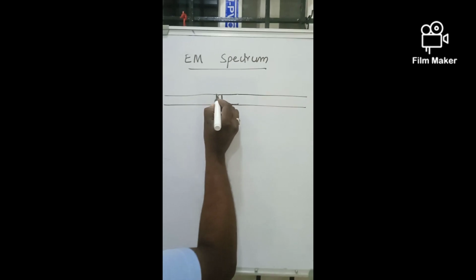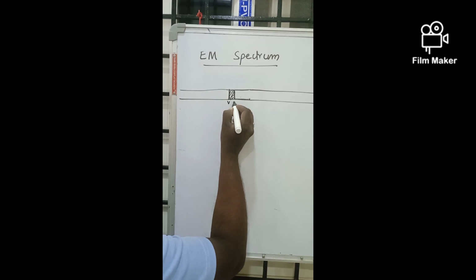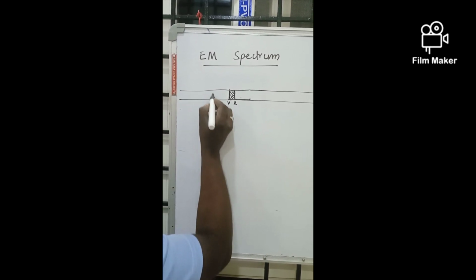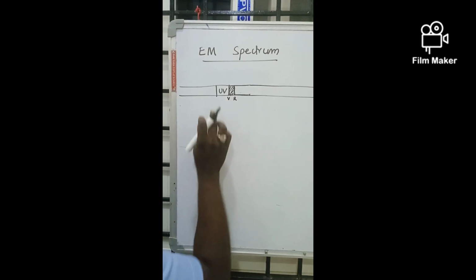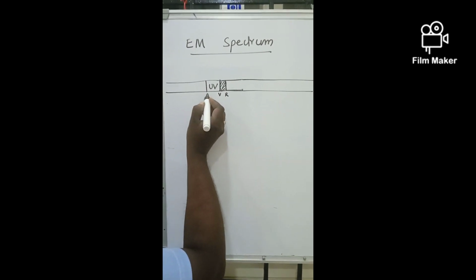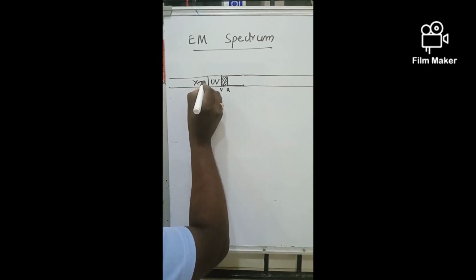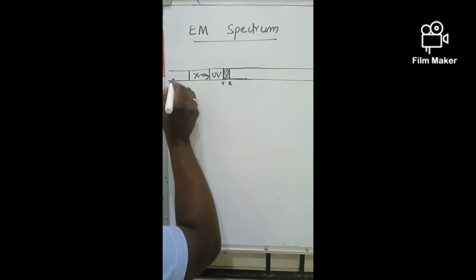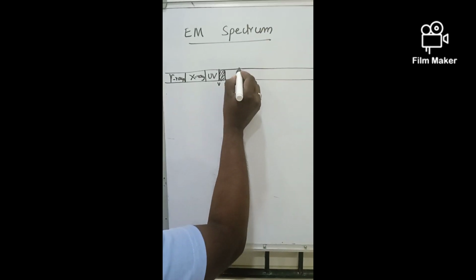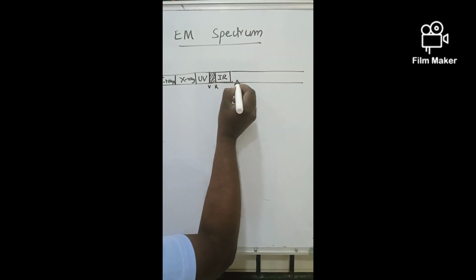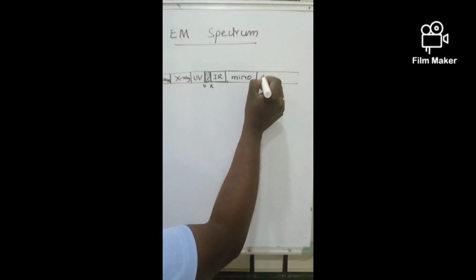This is the visible spectrum, where this end is violet and this is red. Before violet, the rays are called ultraviolet radiation, and before ultraviolet radiation, X-rays, and before X-rays, gamma rays. After red, infrared rays, and after that microwaves, and after that radio waves.